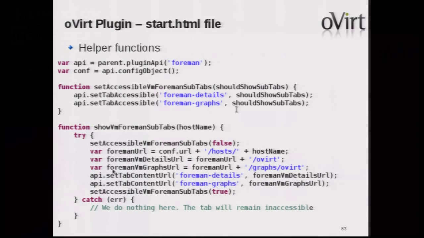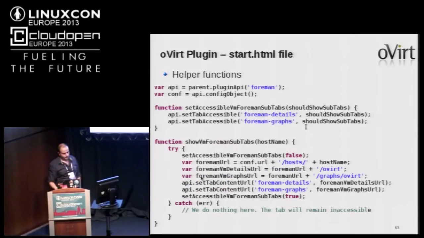This is the function that hides and shows the subtabs, not really important, but the only important part here is that I changed the subtab content URL according to the name of the selected VM. In here, you see api.setTabContentUrl. This function is called in case the VM was found as a host in Foreman. So I construct the URL and I set the subtab URL. So when you press the subtab, you will get to the proper URL in Foreman.